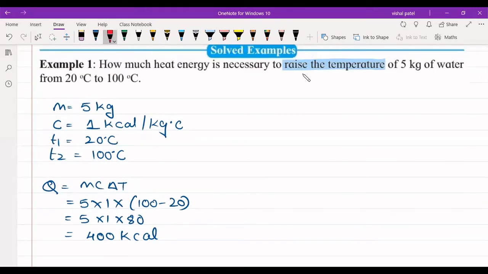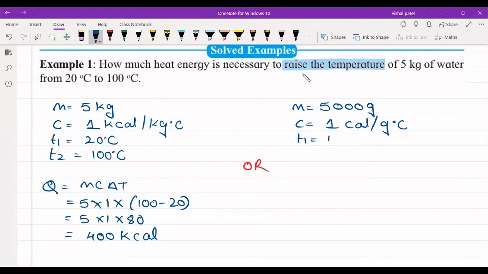Okay, now students, see, you can even do the sum this way. Mass is given as 5 kg. I can take 5 kg as 5000 grams. But that time, specific heat will be the same. Because what did I say, whether you take 1 kilocalorie per kg degree Celsius or you take 1 calorie per gram degree Celsius, it is always 1 because the 1000 cancels.